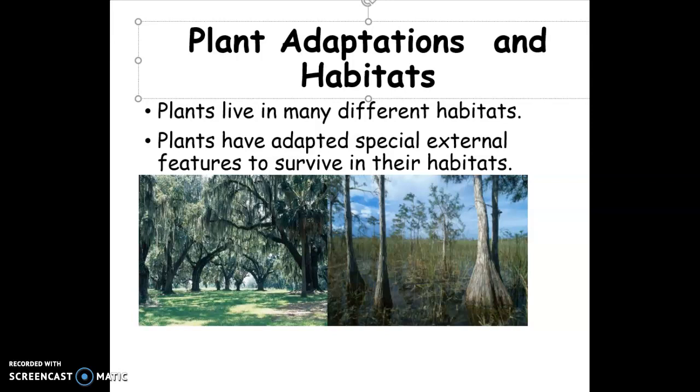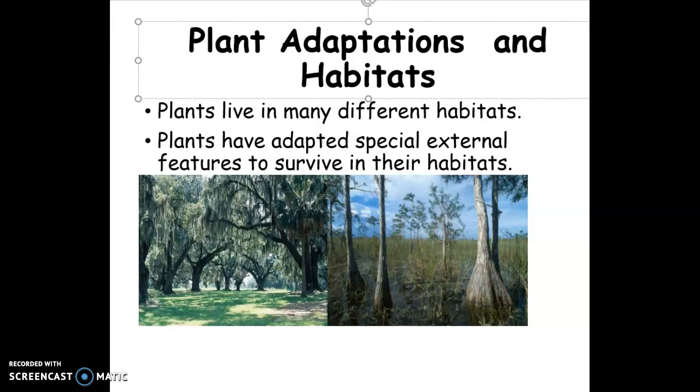Last week, we learned about plant adaptations, plant characteristics, and habitats. This week, we will continue to learn about plant adaptations. Your learning target is, I can identify the features of plants that help them to thrive in different Georgia habitats.